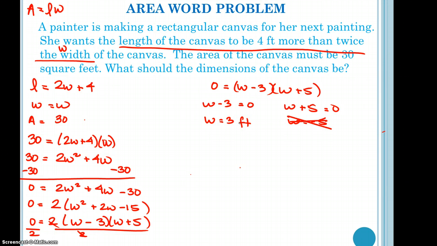How do I know I'm right? Well, 10 times 3, that gives me my original 30 feet squared for my area. And there you have it.